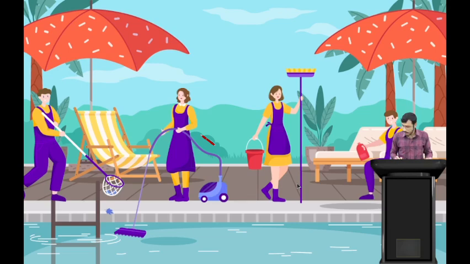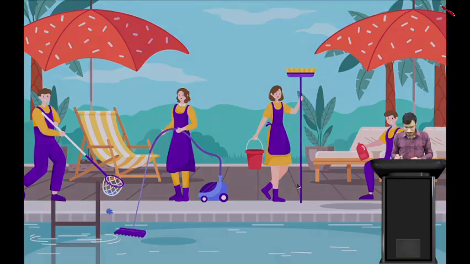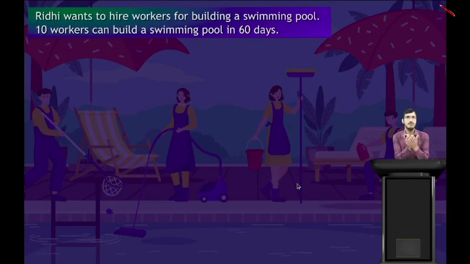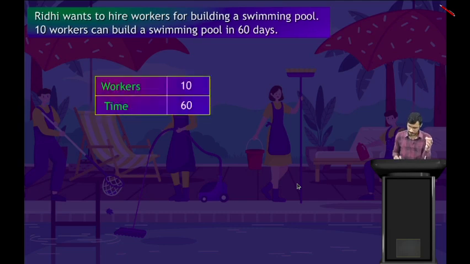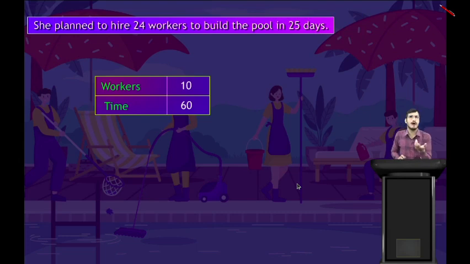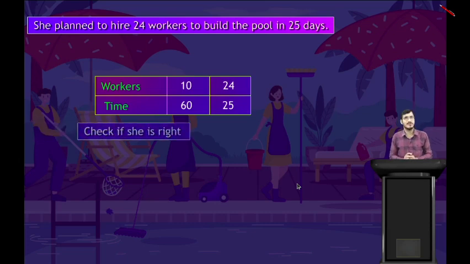Okay, now let's see one more example here. Riddhi wants to hire workers for building a swimming pool. So 10 workers can build a swimming pool in 60 days. Yes, so 10 workers and the time is 60 days. So she planned to hire 24 workers to build the pool in 25 days. So 24 workers and 25 days. So check if C is right. So students, can you do this?